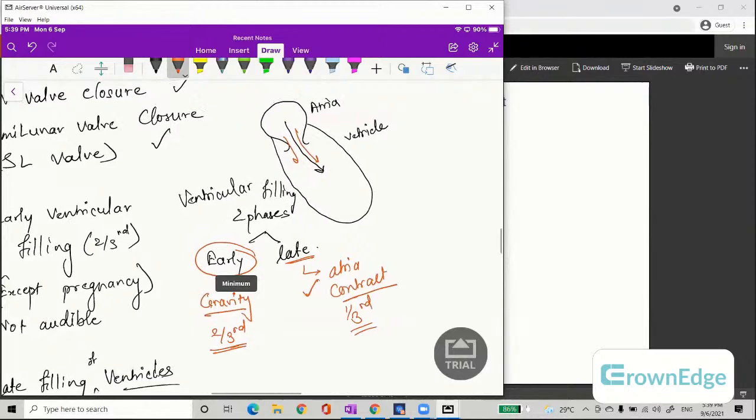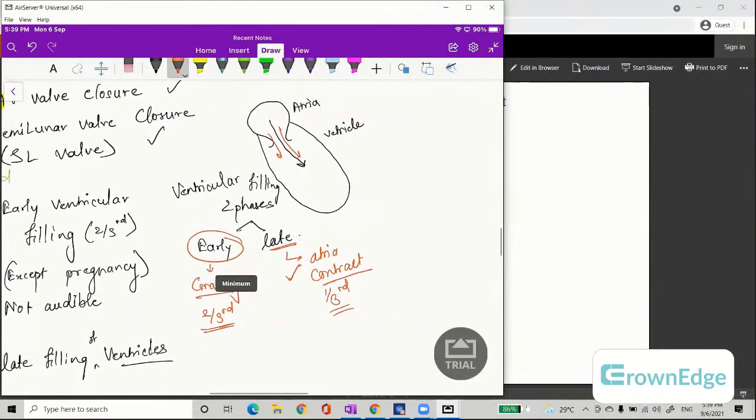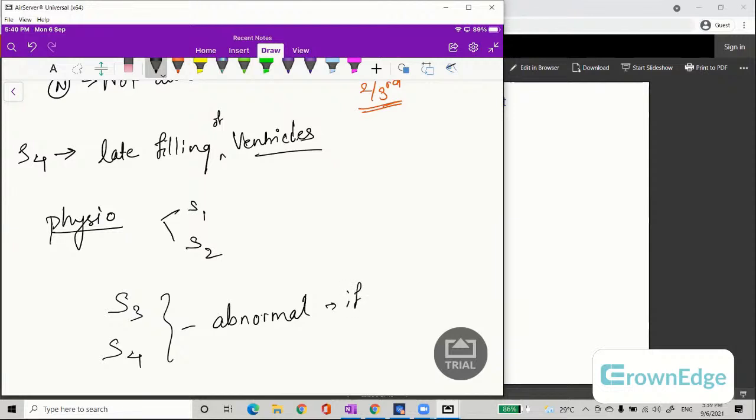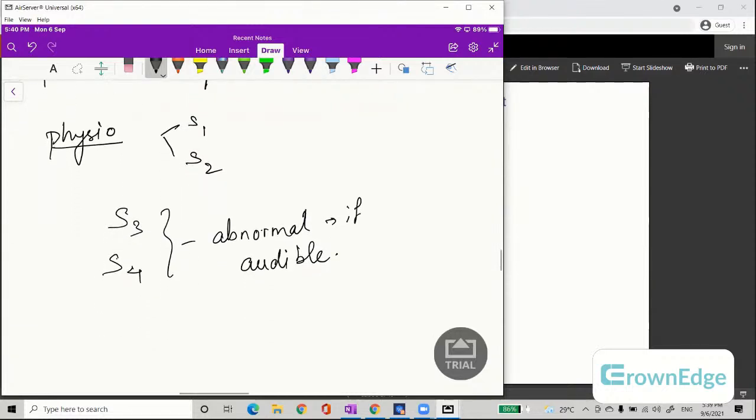And as I told you, physiologically, remember, only S1 and S2 you can hear in a normal person. If you are hearing S3 or S4 and the patient is not pregnant, then these are abnormal. If audible, then these must be abnormal. Physiologically only we can hear S1 and S2.